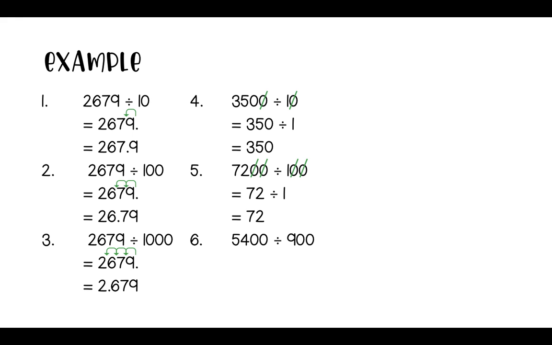Now, this last one's a little bit more tricky. We can still cancel out our zeros because there's 2 in each, but what we end up with at the end is 54 divided by 9, and 54 divided by 9 gives us 6. So it's very easy, you just drop the zeros and keep the 2 numbers, and we end up with 54 divided by 9, which is 6.